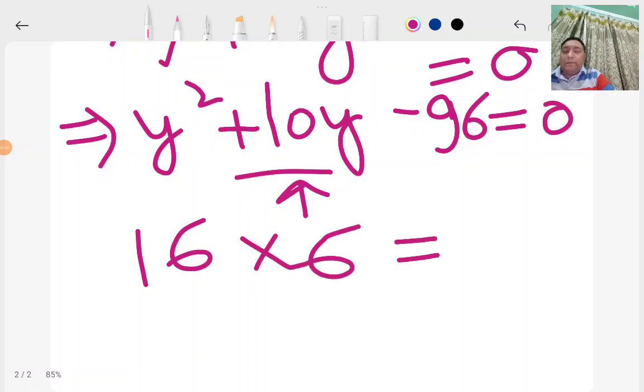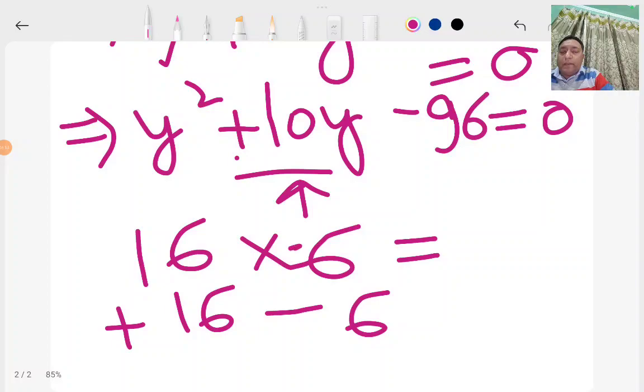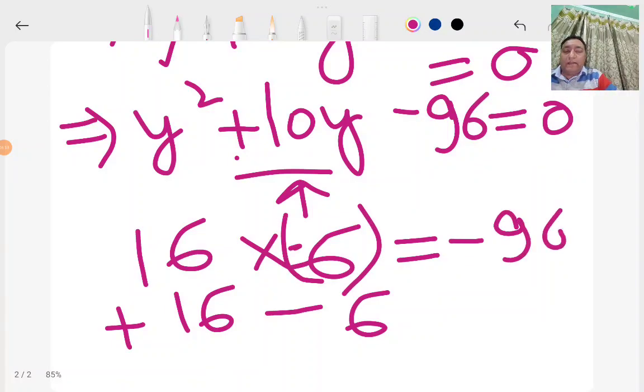As we want the product to be negative, 16 must be in the positive form and 6 should be in the negative form. You will find the product will be minus 96 and the sum will be plus 10. So the variable term 10x can be divided in the form of 16y plus minus 6y.